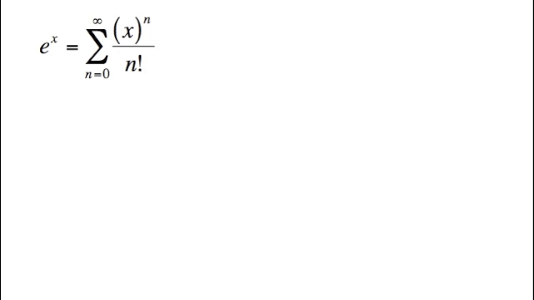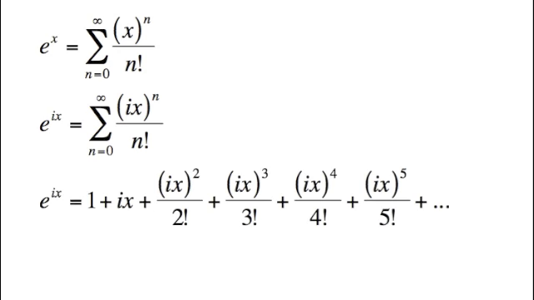The Maclaurin series of e to the power of x is the sum from n equals 0 to infinity of x to the power of n divided by n factorial. Therefore, we can write e to the power of ix the same way, where instead of x, we have i times x. If we were to write out the first few terms, we would get the following.